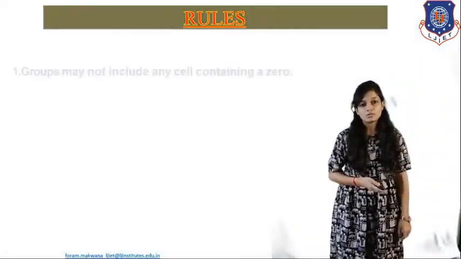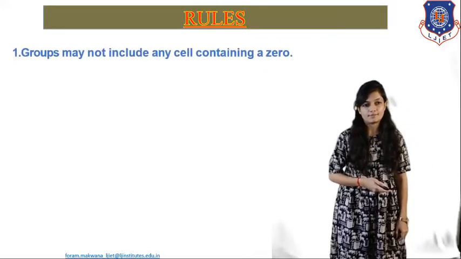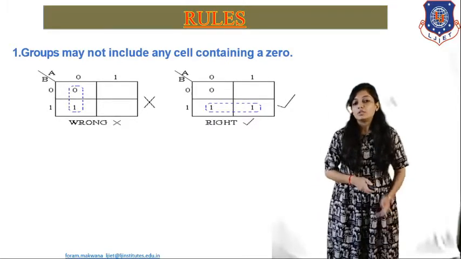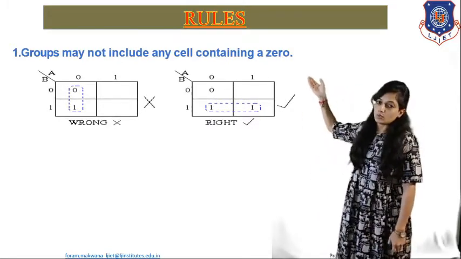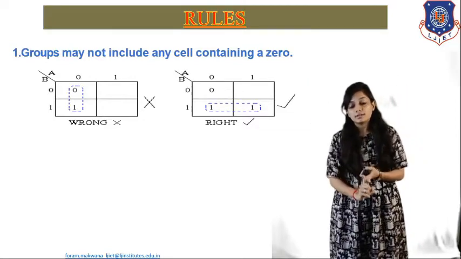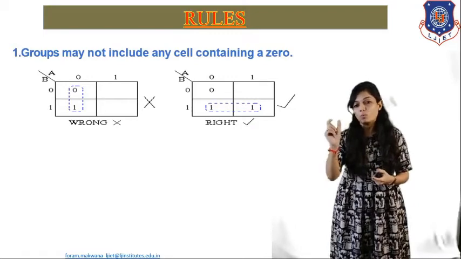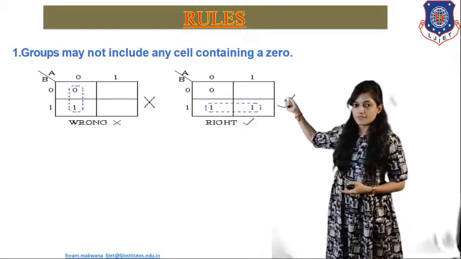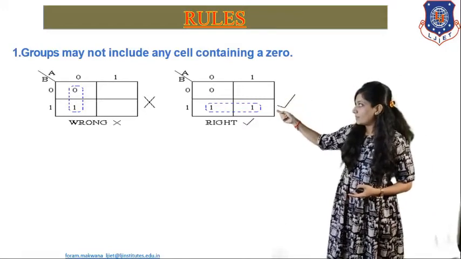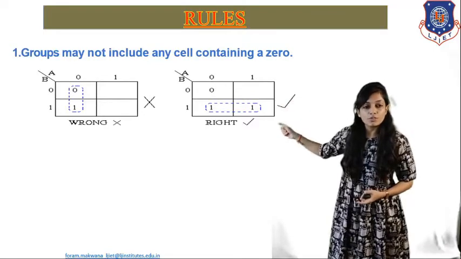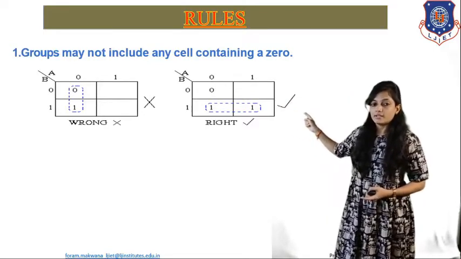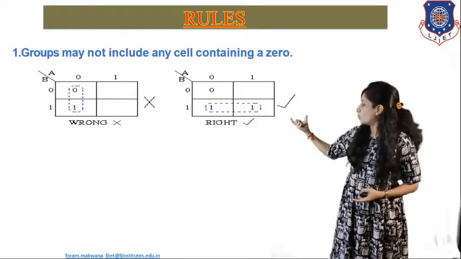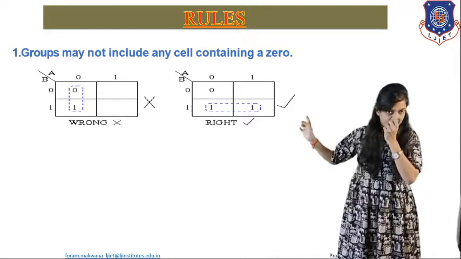Now, what are the rules? Rules are like, first, groups may not include any cell containing a 0. We need to consider only the ones. We don't need to consider it if a 0 is present. You can see the first K map in which we are going to make a group. In that group we don't need to include a 0, right? So the first one is the wrong method. This is the correct one, in which we are going to make a group of ones only. Okay, this is the first rule.